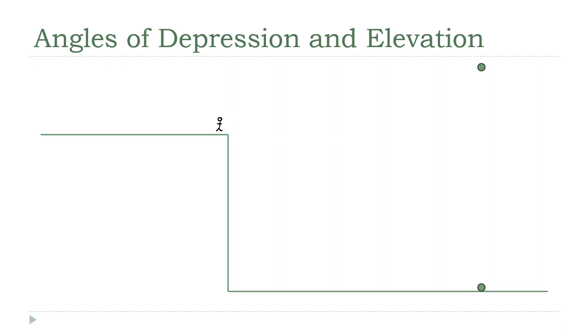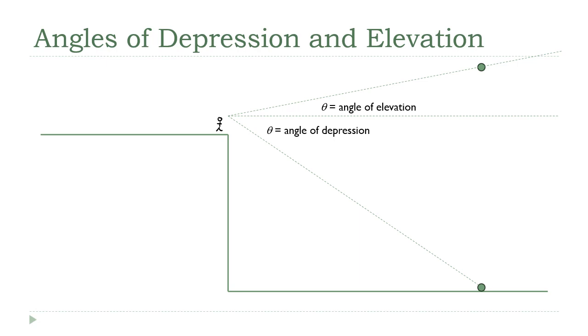Now, if we draw a line horizontal through the observer's eye level and another line up to the object that's above the line of sight, then the angle between that line and the horizontal is what we call the angle of elevation. Similarly, if we draw another line from the observer down to the point below, the angle between that line and the horizontal is what we call the angle of depression.